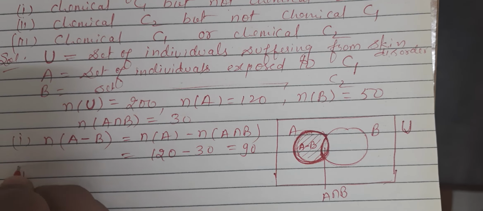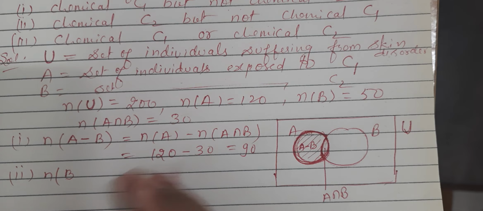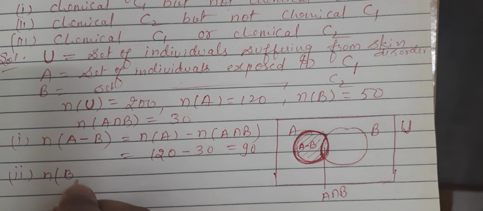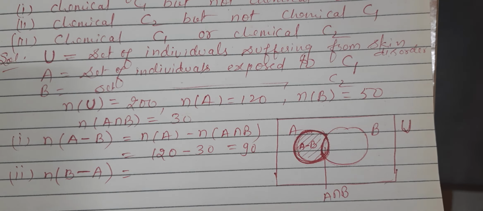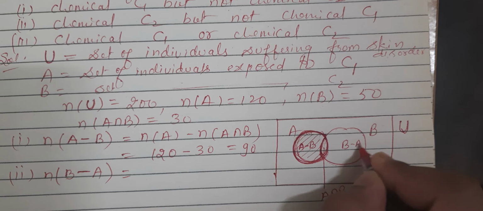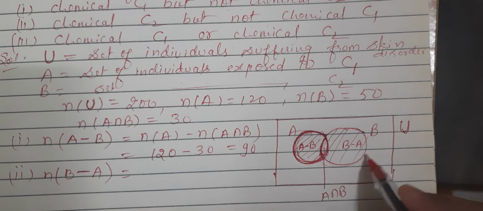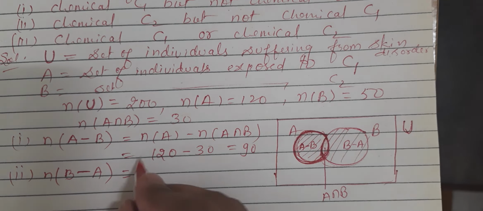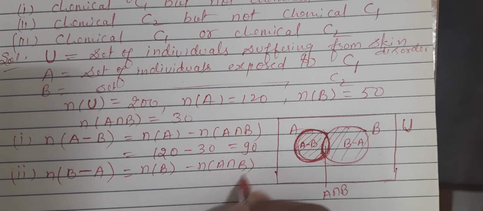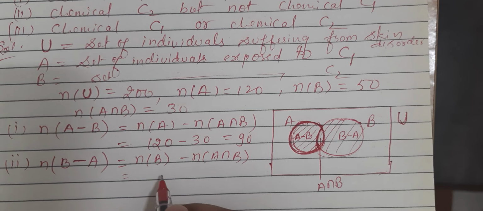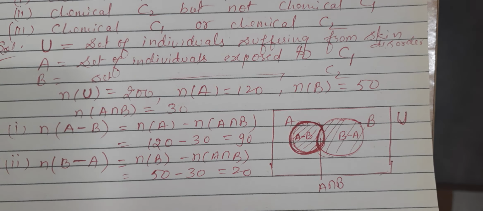In the second part, we have to find the number of individuals exposed to chemical C2 but not chemical C1. That means B minus A. B minus A is this portion, B minus the intersection, meaning n(B) minus n(A intersection B). n(B) is given 50 and n(A intersection B) is given 30. So there are 20 individuals.